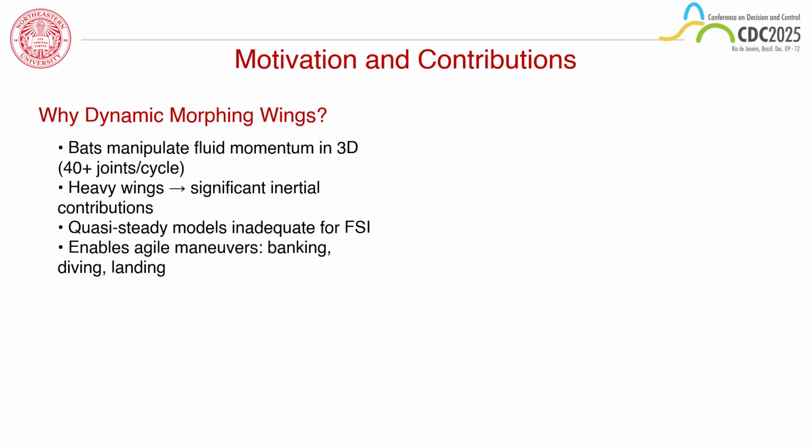So why are we studying dynamic morphing wings? Unlike insects, vertebrate flyers like bats manipulate fluid momentum in 3 dimensions. Bats can move over 40 joints dynamically during a single gait cycle.